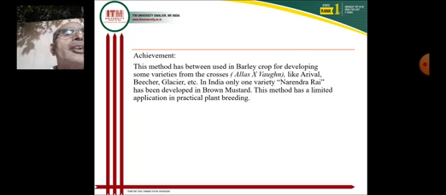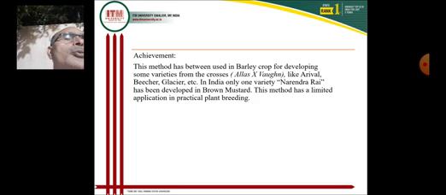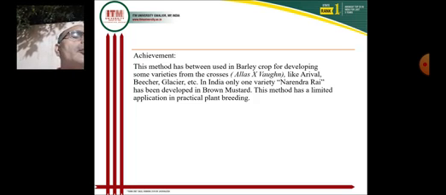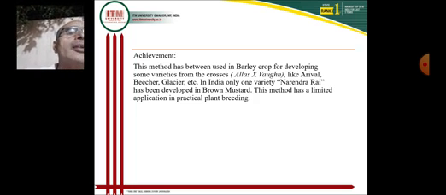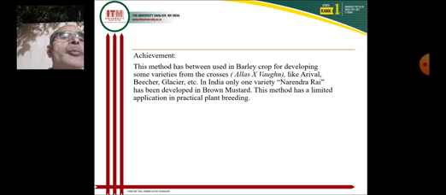Achievements: this method has been used in barley crop for developing some varieties from the crosses, like Arrival, Beecher, Glacier, etc. In India, only one variety, Narendra Rai, has been developed in brown mustard. This method has a limited application in vegetable plant breeding.